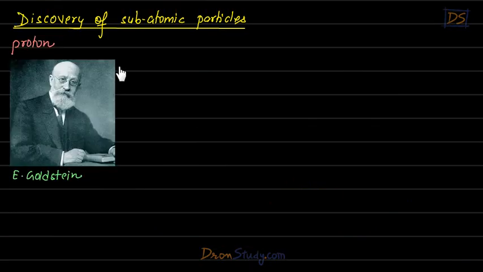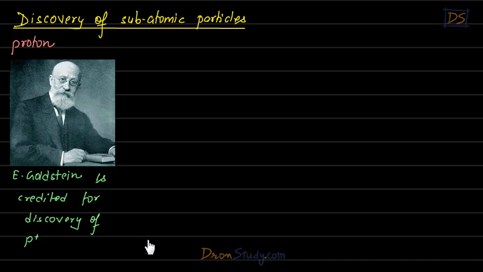So now students, let us talk about proton. How proton was discovered. So students, look at this scientist, great scientist Goldstein. He is credited for the discovery of proton. And please mark my words. I'm not saying that he discovered proton. I'm saying that he is credited for discovery of proton. Now what does it mean? Why I am saying that he is credited for discovery but not that he discovered?